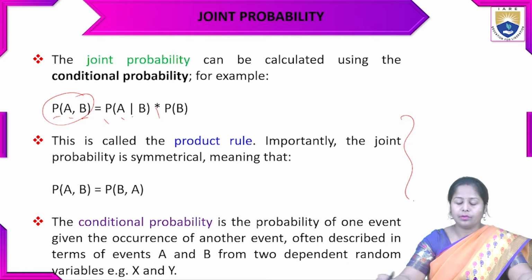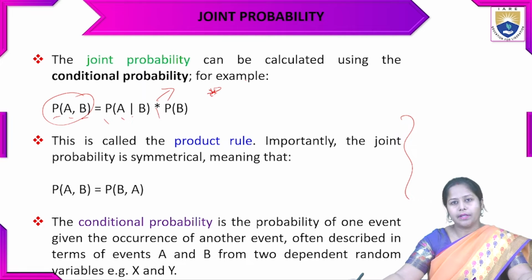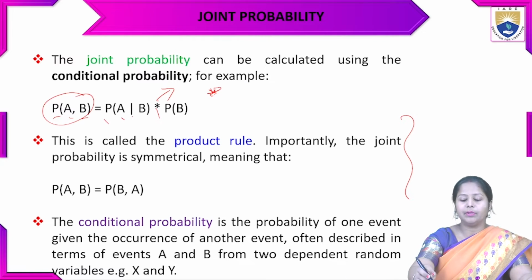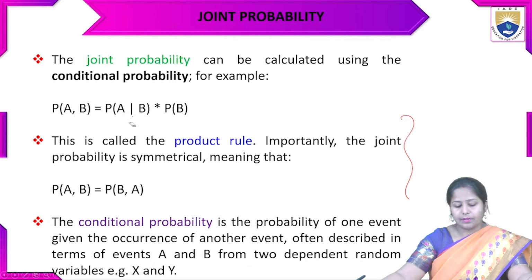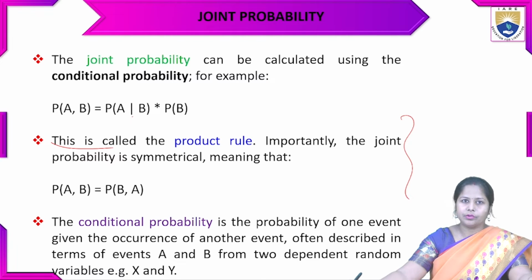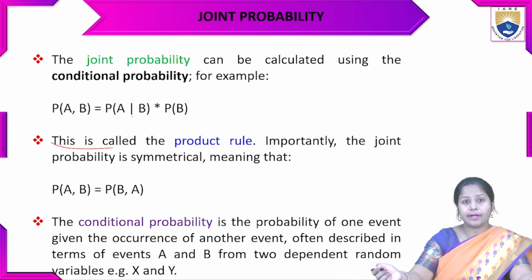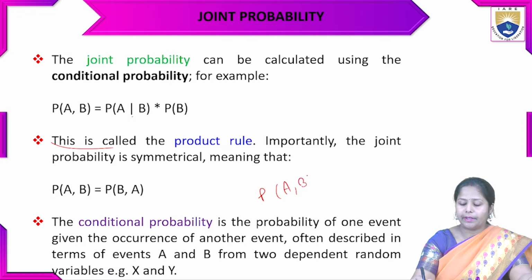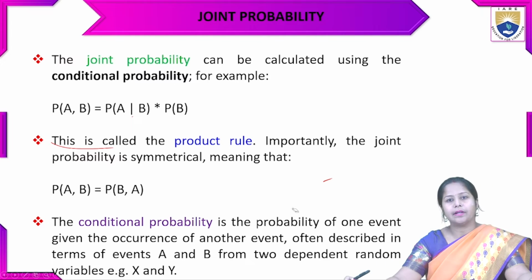This is called the product rule because here we are using the product sign, so that will be the product of the events. Importantly, the joint probability is symmetrical. How is it symmetrical? If we write P(A, B), that will also be equal to P(B, A). So that is a symmetrical rule.